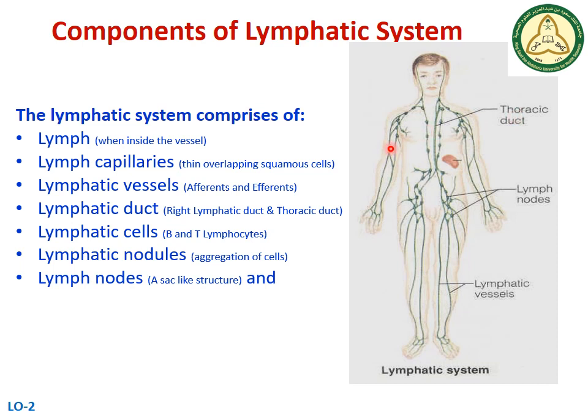Right-sided drainage is done by the right lymphatic duct, and left-sided drainage is a big drainage because it also includes the lower limb, both the left half, and that is the thoracic duct. So the thoracic duct drains the left side, usually the major part, and the right side is drained by the right lymphatic duct.